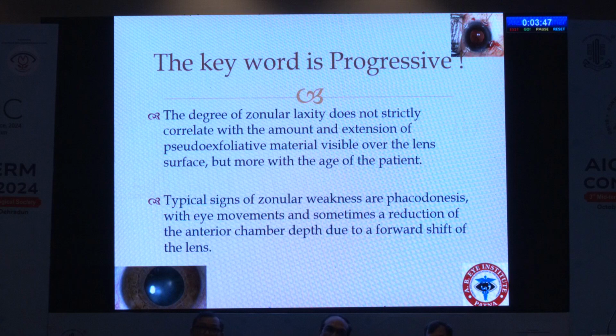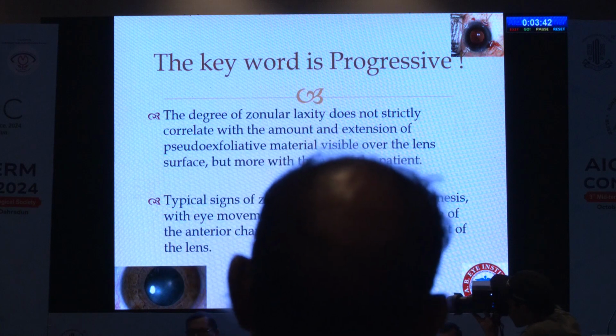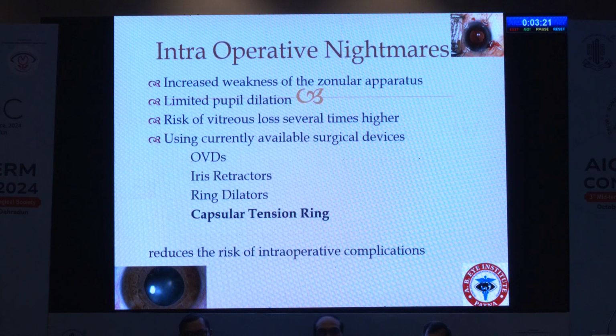The degree of zonular laxity does not strictly correlate with the amount and extension of the pseudoexfoliative material visible over the lens, but more with the age of the patient. The older the patient, the weaker the zonules will be, in addition to what the pseudoexfoliation material was causing. The typical signs of zonular weakness are phacodonesis with eye movements and sometimes a reduction of the anterior chamber depth due to forward shift of the lens, which we are all aware of. In addition, there is increased weakness of the zonular apparatus. There is limited pupillary dilatation at times. There is more risk of vitreous loss, several times higher, especially from the sides.